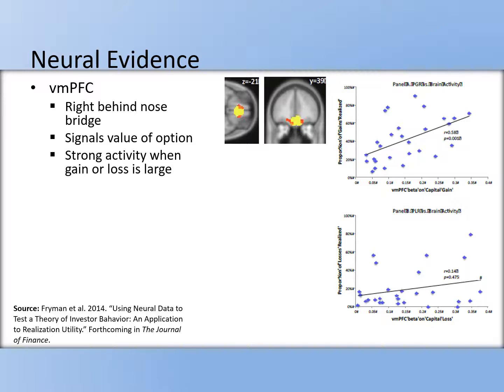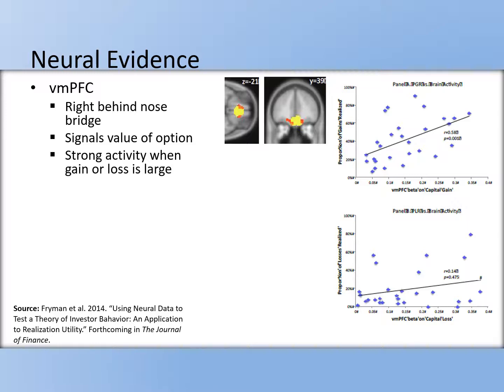It's just that you are inserted into an fMRI machine and you just trade an asset, and let's see what happens when you trade at a loss versus trade at a gain. Very similar to what I asked you to do at the very beginning of the class, except you're inside an fMRI machine.